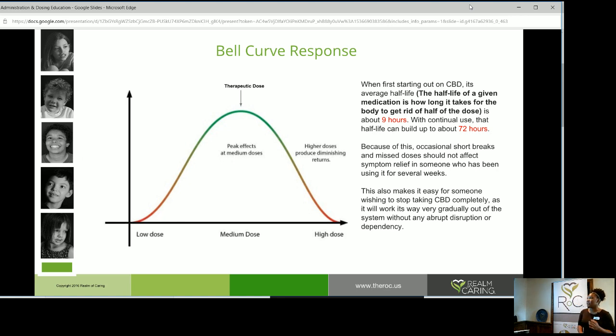So before I conclude today's presentation, I just want to briefly talk about the bell curve response. We want to find a therapeutic dose. That's ultimately the goal of cannabinoid therapy. So we're starting off at a low dose. We're working our way up to the therapeutic dose.